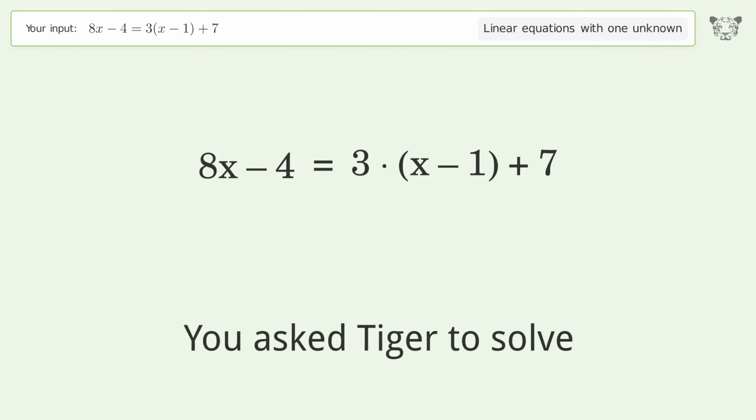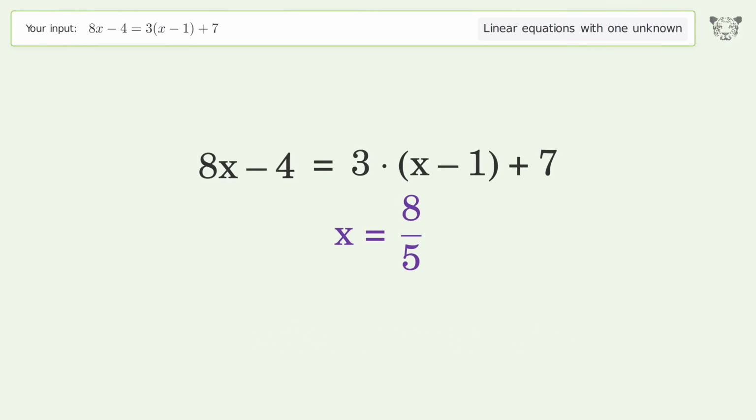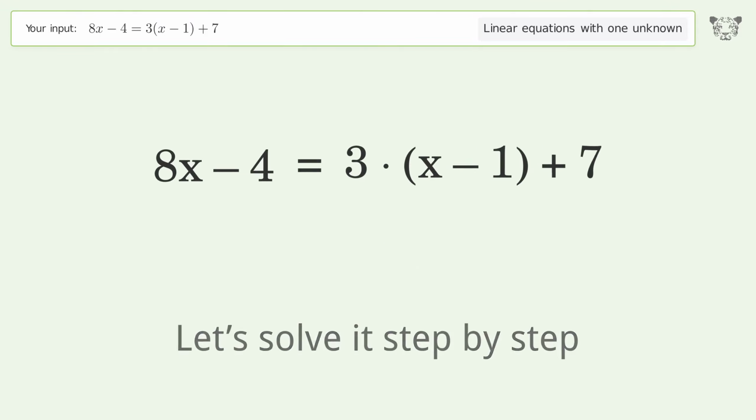You ask Tiger to solve. This deals with linear equations with one unknown. The final result is x equals 8/5. Let's solve it step by step.